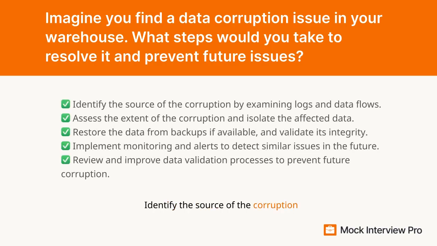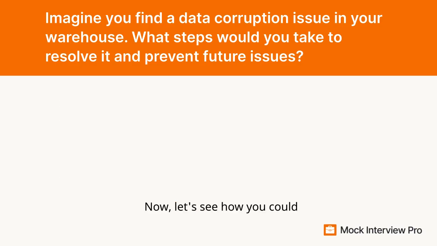Identify the source of the corruption by examining logs and data flows. Assess the extent of the corruption and isolate the affected data. Restore the data from backups if available and validate its integrity. Implement monitoring and alerts to detect similar issues in the future. Review and improve data validation processes to prevent future corruption. Now, let's see how you could articulate your response.